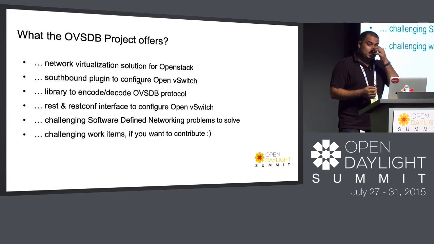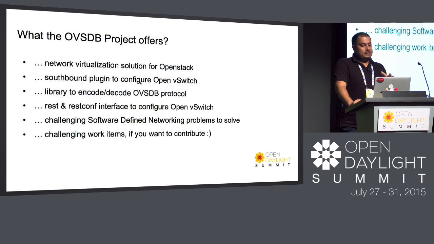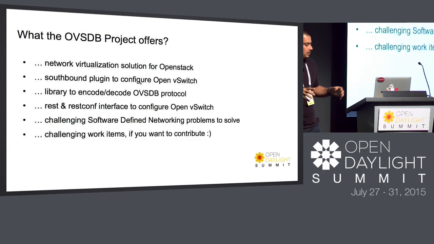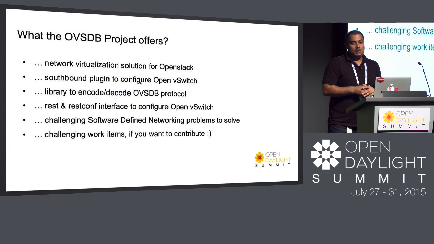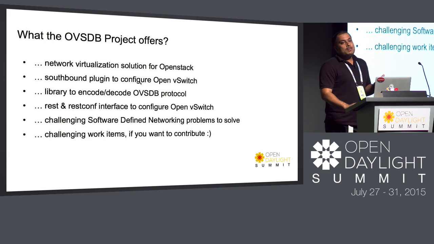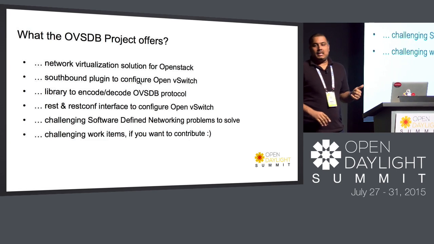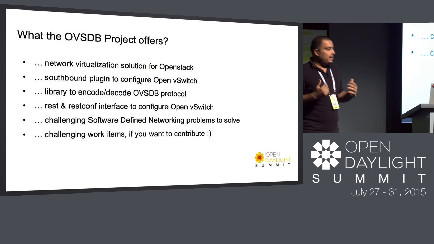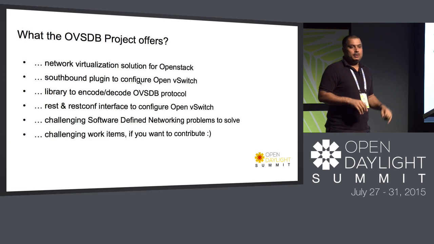OK, so what does the OVSDB project offer? In this slide, we are not talking about the virtualization itself. We are talking about the project itself, what all it gives you. The first and foremost thing is a network virtualization solution for OpenStack, which, from the title, you already figured out. The second and most important thing is the southbound plugin to configure Open vSwitch. This is basically an MD-SAL-based component which applications can consume directly. They can use just this piece of the component from OVSDB.